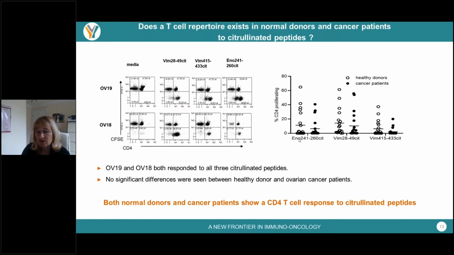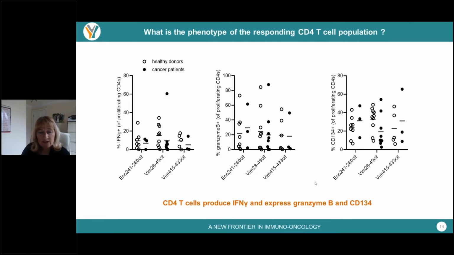Indeed, if we look across a range of patients to the 3 epitopes, both normal donors and cancer patients respond quite nicely to these epitopes, and there's no significant difference between the 2. So there's definitely a repertoire in humans. We did some initial phenotyping work, and you can see that they express gamma interferon. They also express granzyme B, suggesting they have cytotoxic potential, and they also express the activation marker CD134.